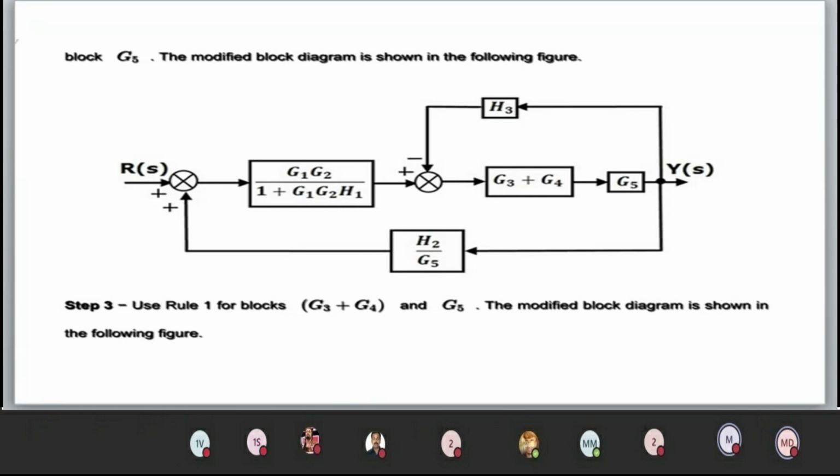So see, you have got here G1 G2 divided by 1 plus G1 G2 H1 and H2 by G5. So 6 blocks are further reduced to 5, right? And take care, you are left only with some simple steps. G3 plus G4 is connected in cascade with G5.